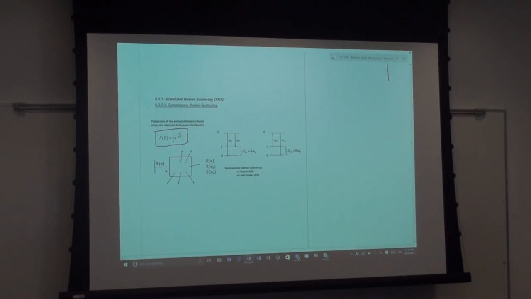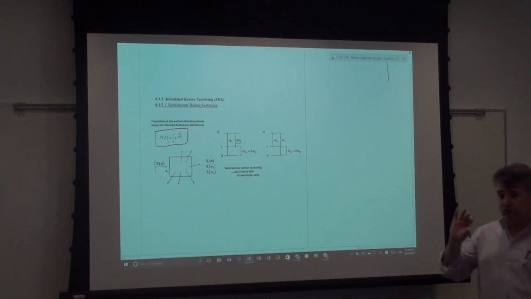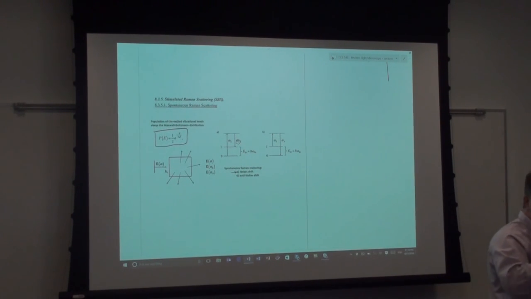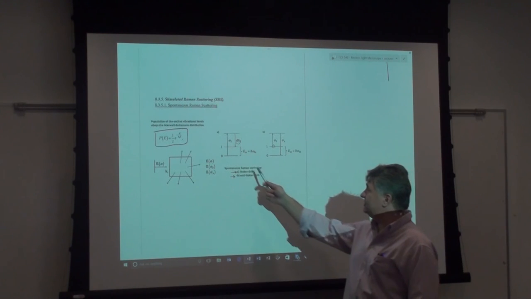Okay, so these are the two scenarios. The first one, you excite with the laser, you get the Stokes, and you leave the molecule excited. That's called the Stokes shift, which gives you a longer wavelength, slightly lower frequency. The opposite is called anti-Stokes, where you find a molecule already excited, and it comes back with the laser plus the vibrational energy. That's the anti-Stokes. This is the spontaneous one, called spontaneous Raman.